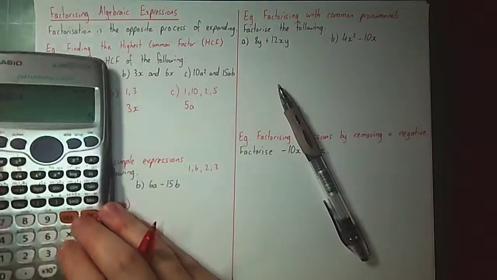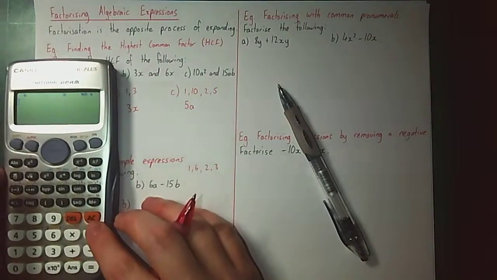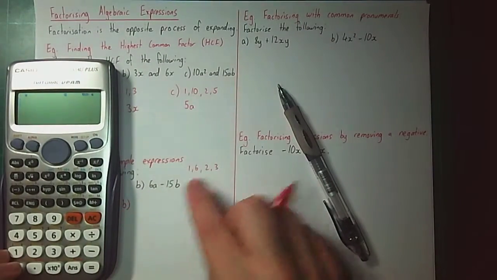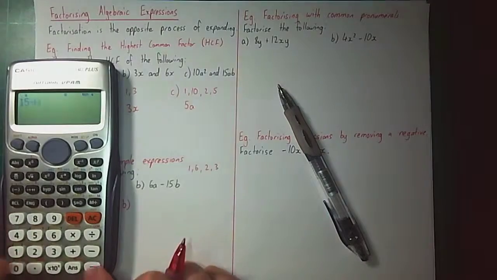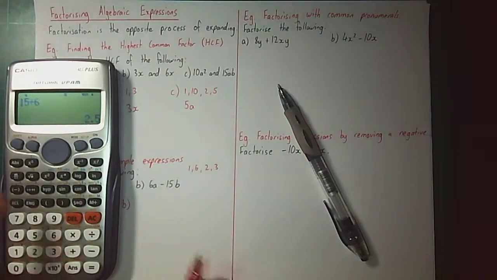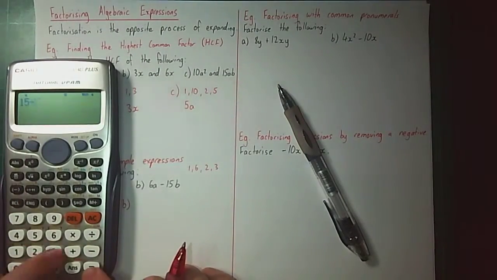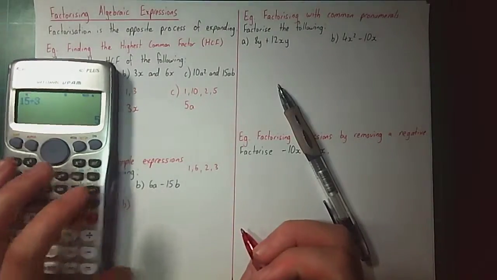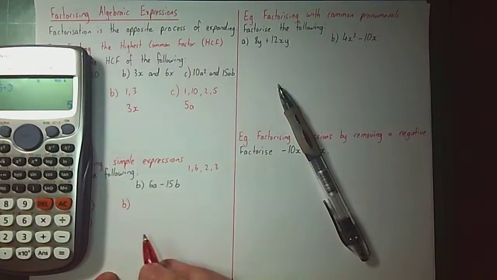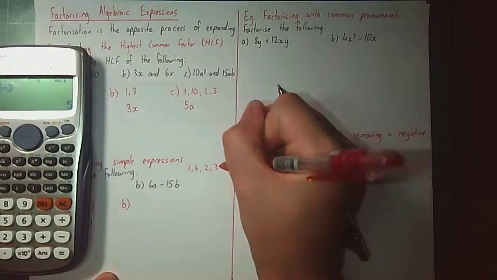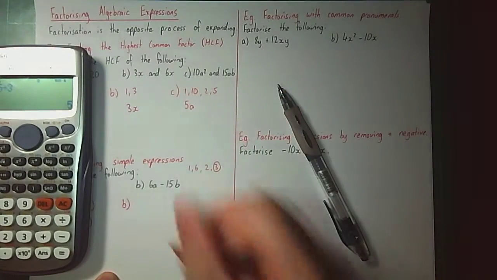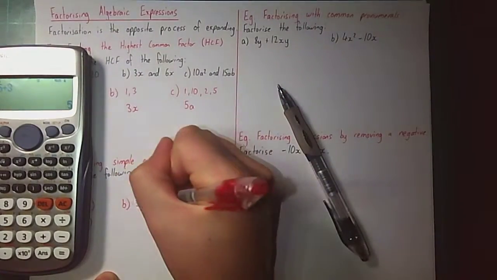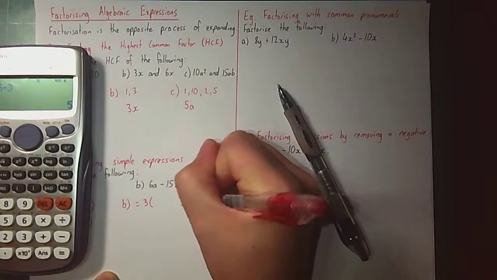So let's check. Does it work for 15 divided by 6? Does that work? No, it doesn't give us a whole number. So let's try the next highest number, which is 3. It gives us 5. Okay, so we can use that. So that means 3 is the highest common factor for this situation. So I'm going to rewrite it with 3 on the outside of some brackets.